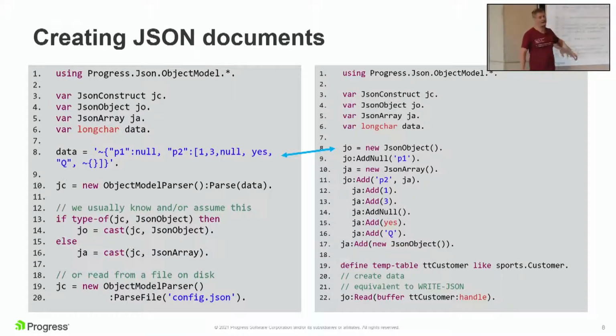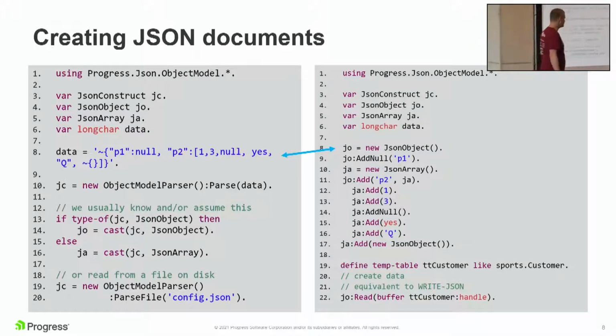There's the parse file method, cunningly named. You can pass it a file name, and standard rules apply: is it in the PROPATH, or relative to the PROPATH, or can it be found? Boom, and it reads it in. So that's how we would create JSON from config files. We can do the same thing, creating them over here, and that produces exactly the same JSON on my left, your right.